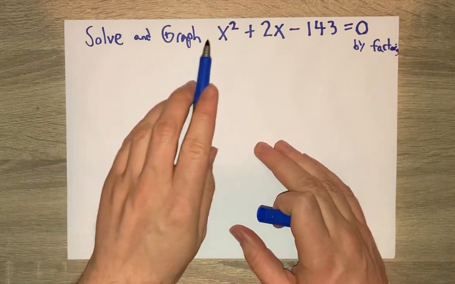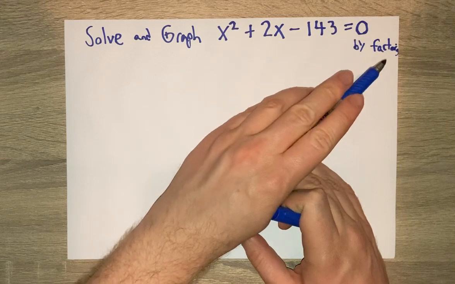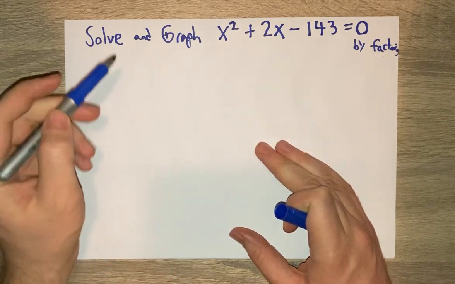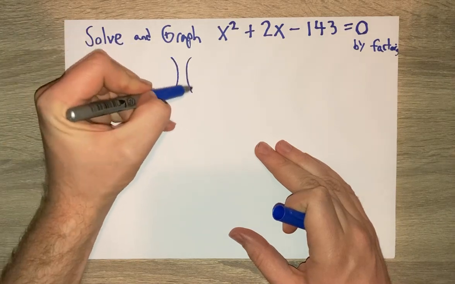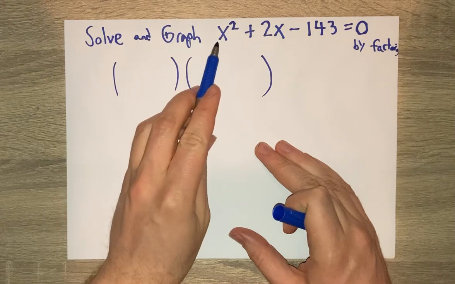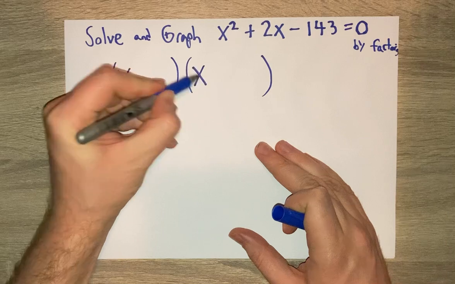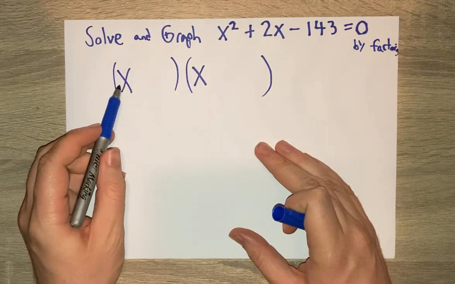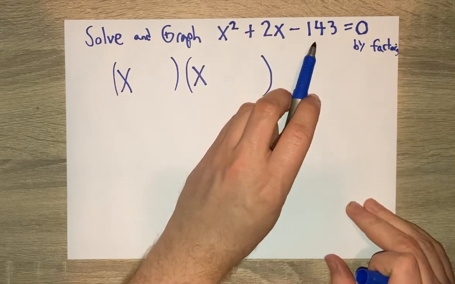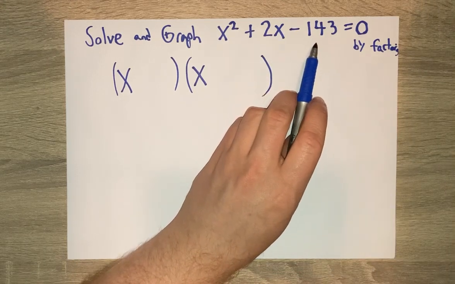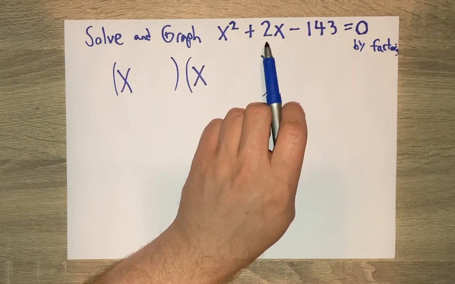All right, today we're going to solve x squared plus 2x minus 143 equals 0 by factoring. So let's get our brackets out. An a value of 1 helps us immensely because it tells us that the first term in each bracket will be an x. And now remember the game that we play here. We want a number that multiplies to our c value of negative 143 and adds to our b value of 2.